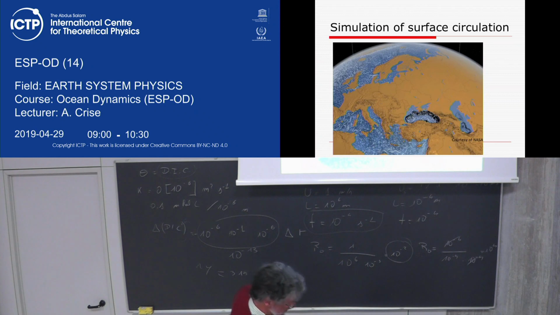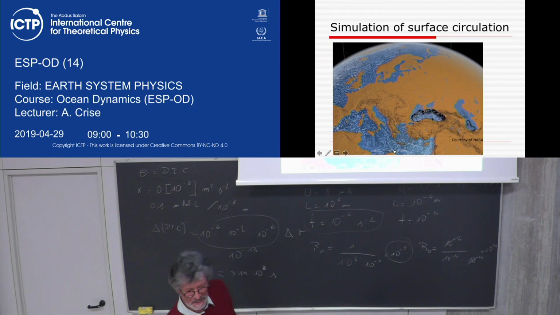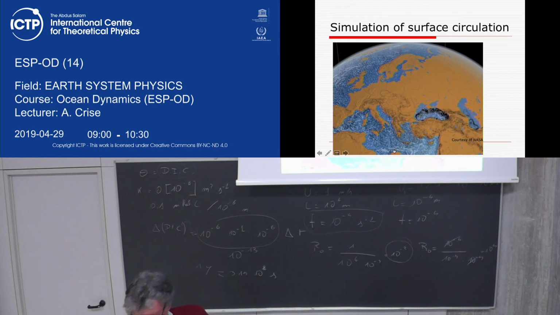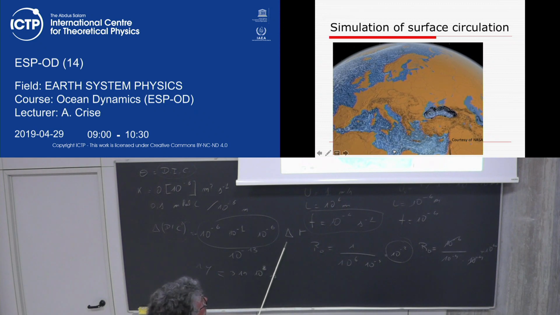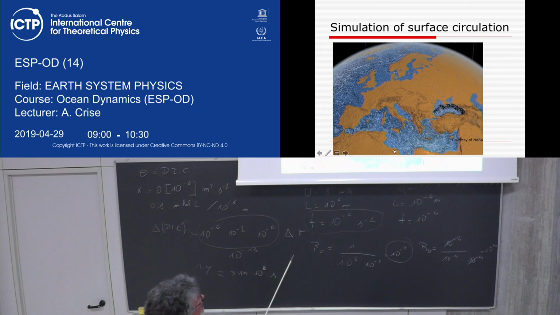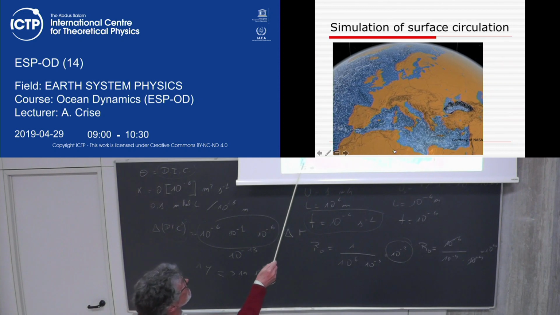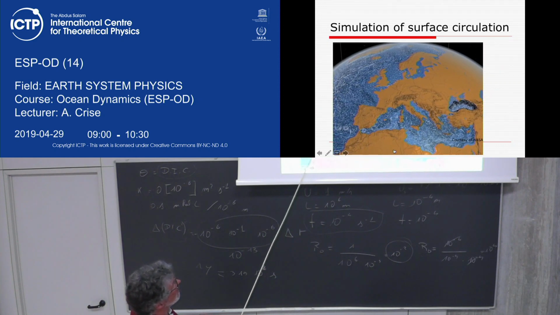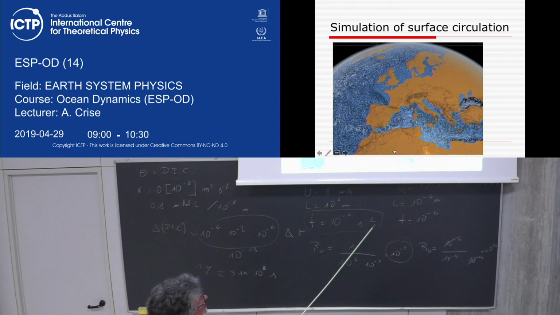But what happens in reality in the ocean? This is not reality, this is a simulation. But it's very good to understand, since the model is able to capture the large or medium scale features of the ocean. You can see here is the Gulf Stream. This is the Atlantic current coming into the Mediterranean.